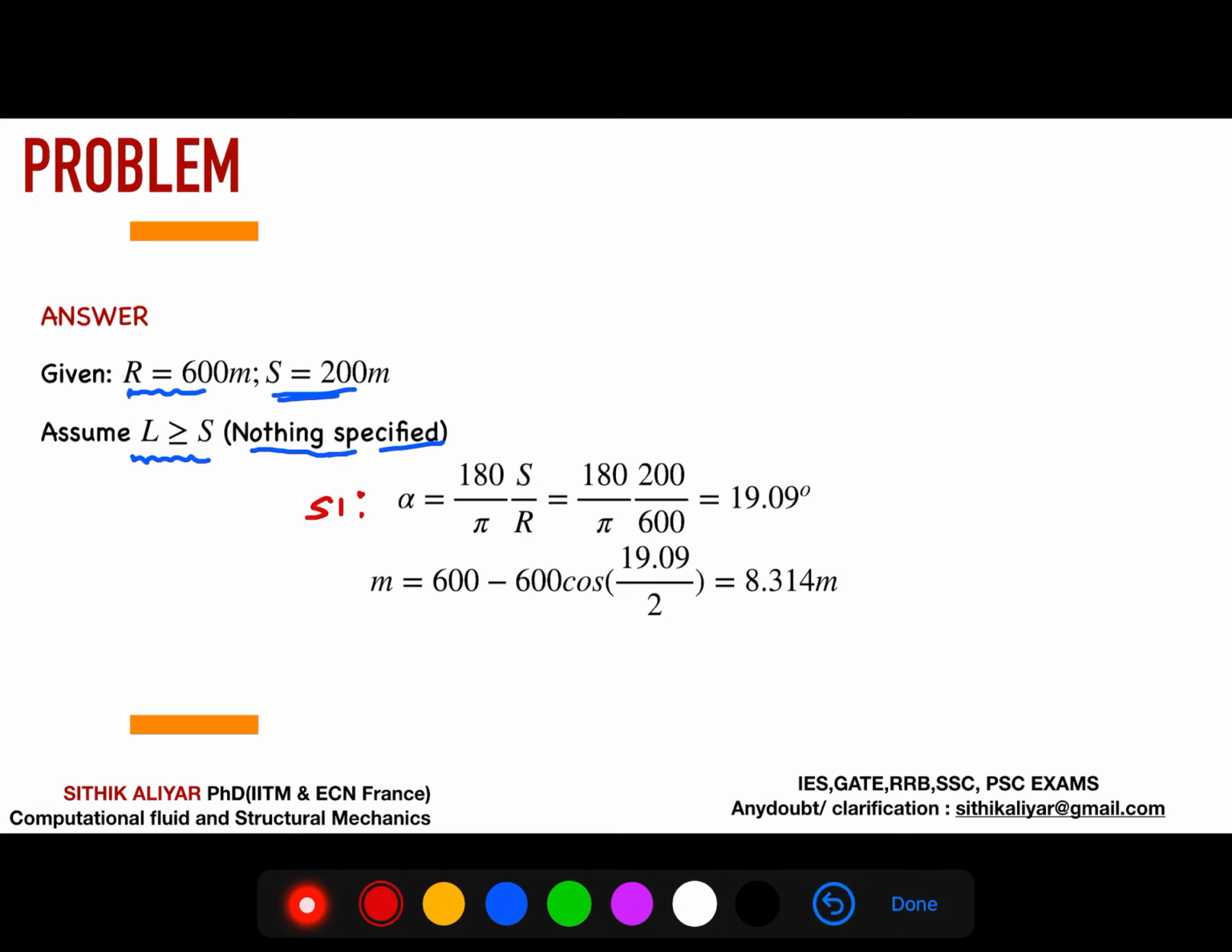For length greater than or equal to s, if you remember, alpha will be equal to 180 by pi into s by r. S is given as 200, r is given as 600, which will give you 19 degree. You can do this algebra.